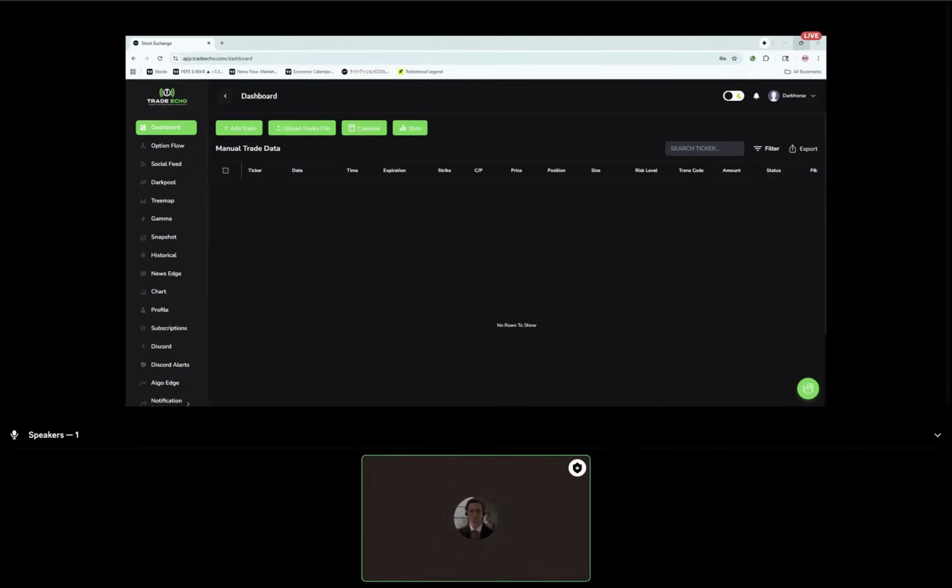All right, with that being said, I want to show you guys what tools I use in TradeEcho that help me day to day in the markets. The first tool we'll be going over is called the Treemap.